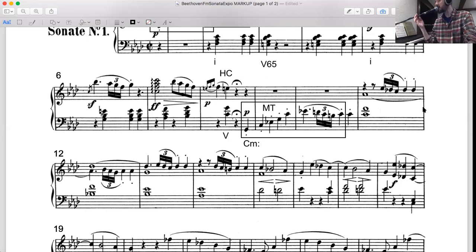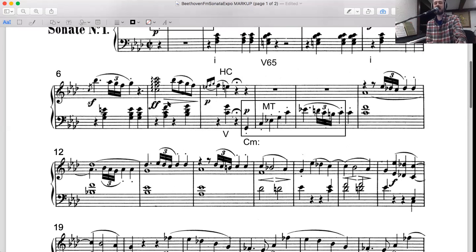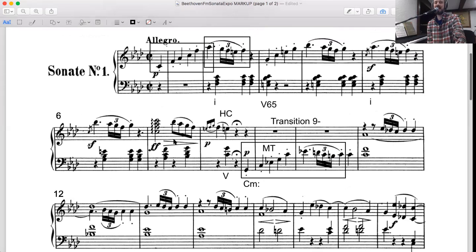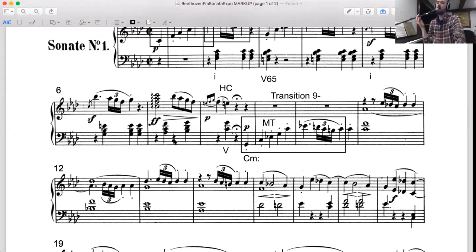So, speaking of where we are, what is the goal? Let me just write transition. What is the goal of the transition section? We know it starts here in measure 9, right? But how will we know where the transition ends? How will we know when we've arrived at the end of the transition? What's the musical goal? Well, the goal is to get to the secondary key.